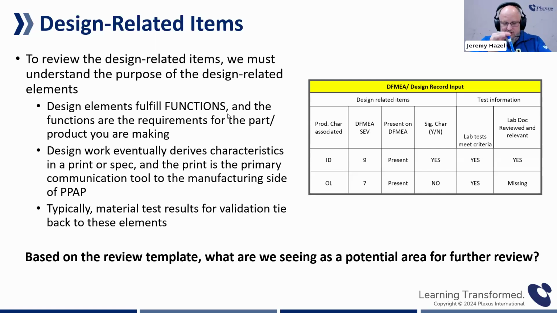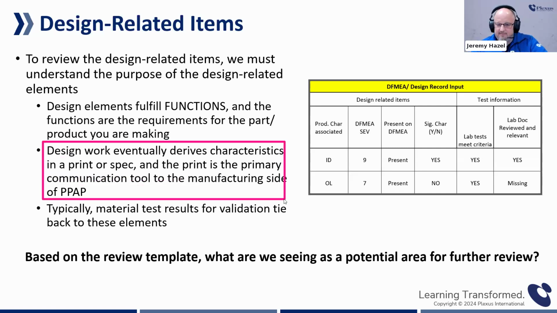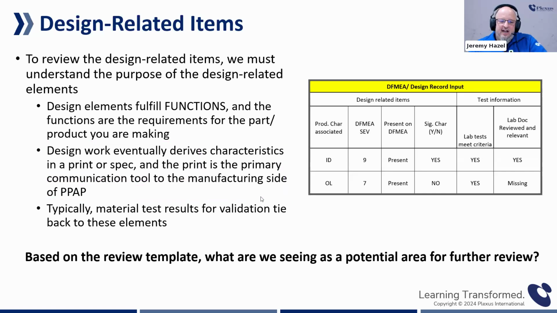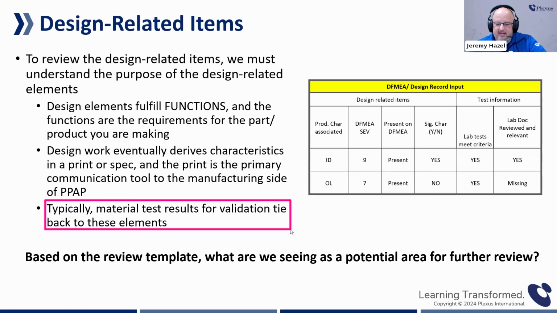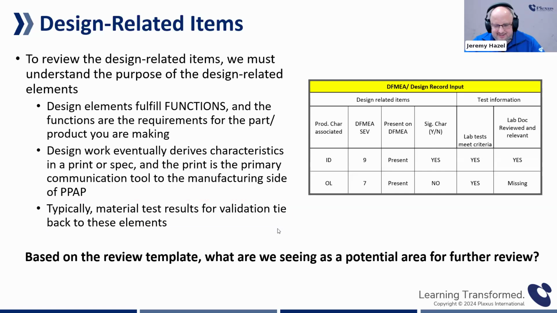Now, I don't know whether or not you can hear this at home, but when it comes together, it snaps. That snap is an intentional choice of material, which will yield a little bit, but yet remain rigid enough to stay on the cap when it's in place. So even the material choice is a design element. And eventually, this design work derives characteristics on a print or a spec, maybe if it's bulk material. The reason we do this is the print becomes the primary communication tool to the manufacturing side. And a lot of our material test results and validation and everything in a PPAP will tie back to validation testing at the design side.